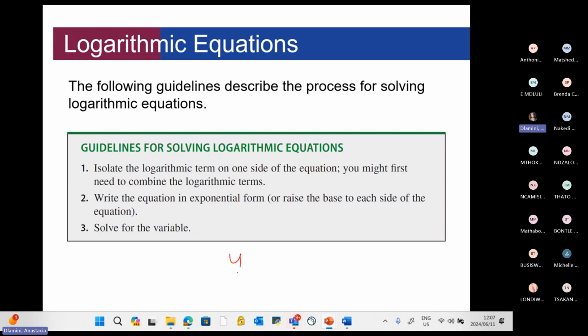So when you have y equals log of x base a, what you do is the bases will be the same. So your base will be a, and you say the base raised to y is equal to x. That's how you change it. Are we all together? Yes, ma'am. Base raised to y is equal to x.